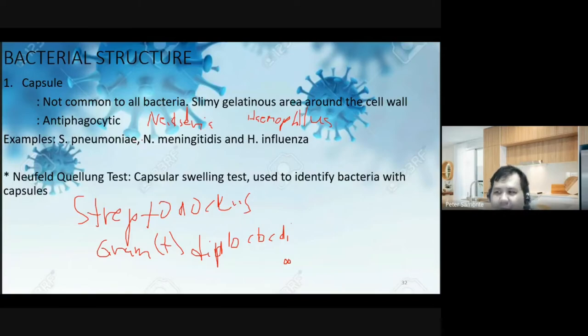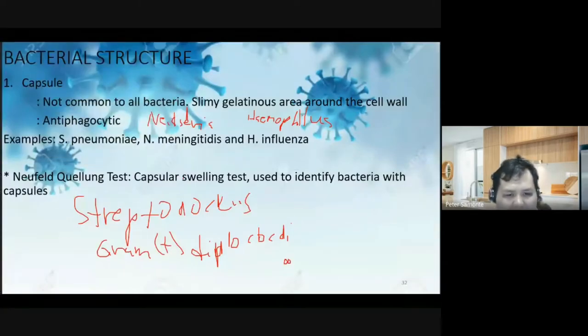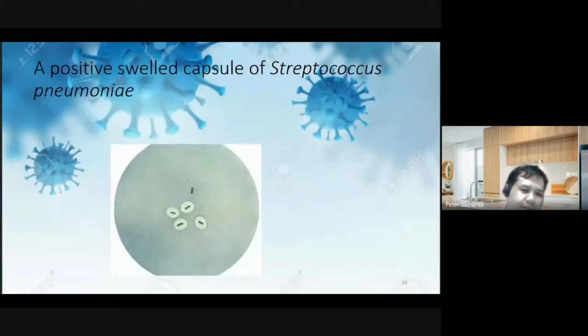Now, in the laboratory, if you want to know if a bacteria has capsule, if you want to verify they have capsule, we have your so-called Neufeld-Quellung test. Now, your Neufeld-Quellung test, class, would act as a capsular swelling test. This would be used to identify bacteria with capsules. So let me show to you the positive result of that. So here's an example of a positive swelled capsule of Streptococcus. If you notice, class, the capsule, parang katulad ng Cryptococcus, no? They are swelled, they are very big, yan, makikita nyo.